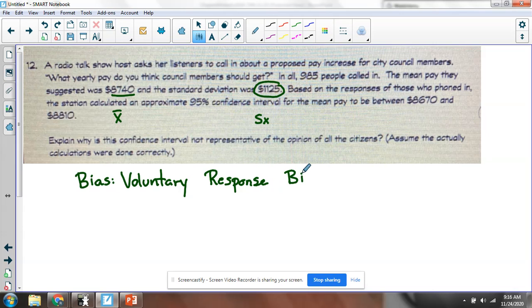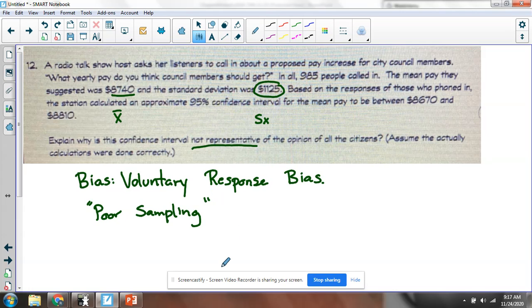So I don't know if you've learned that. If you use that, it might look fishy if you haven't learned that yet. But that just basically means that it's not representative because this is a poor sampling method. This is poor sampling because it relies on only people with strong opinions to phone in.